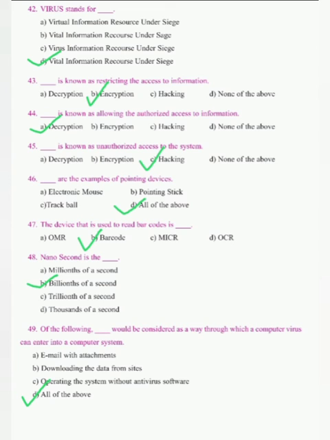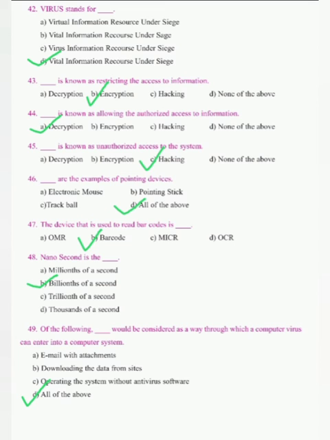The device that is used to read barcodes is what? A. OMR, B. Barcode reader, C. MICR, D. OCR. Answer: barcode. A nanosecond is what? A. Millionths of a second, B. Billionths of a second, C. Trillionth of a second, D. Thousandths of a second. Answer: billionths of a second.